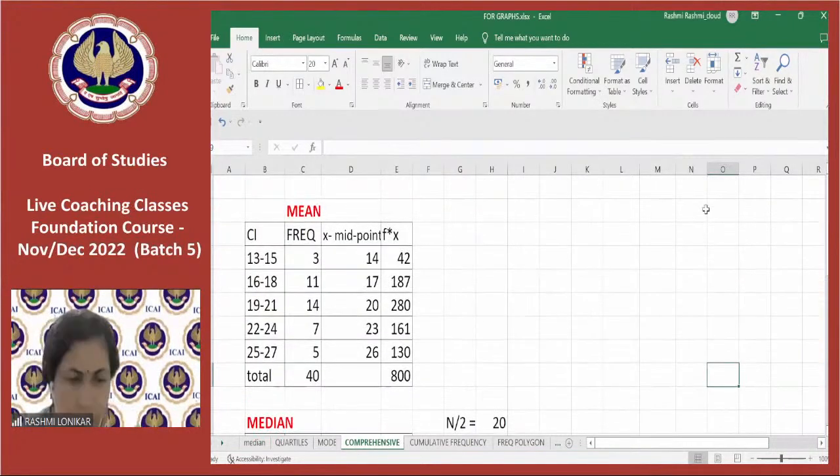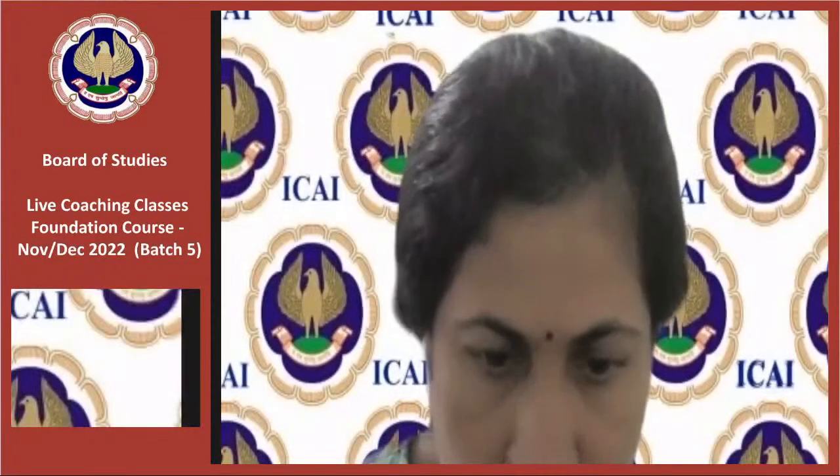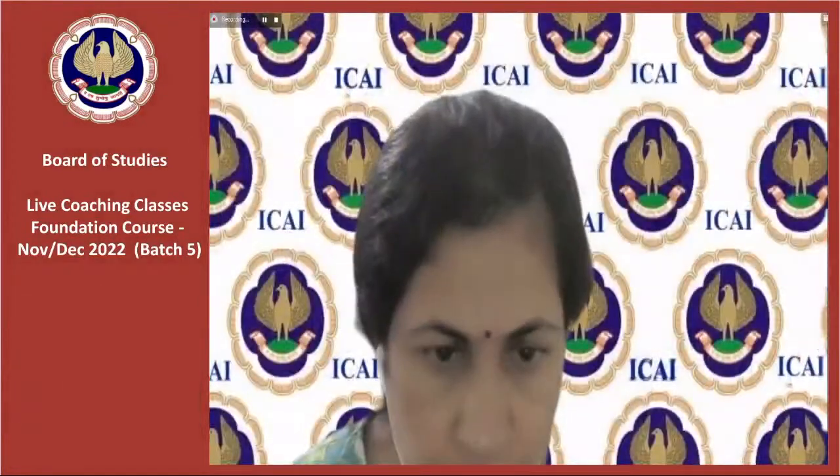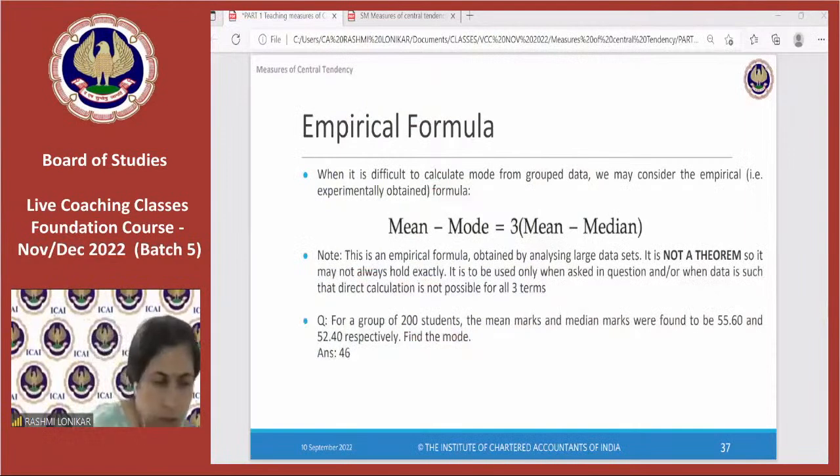And in mean, what we have done, we have just taken out the midpoints. Abhinav, please pay attention. We've taken out the midpoint, multiplied f with x, and we have got this answer fx. So mean is what? Summation fx upon summation f, and we get the mean. Okay. Now everything is clear. Now let us go back to this.